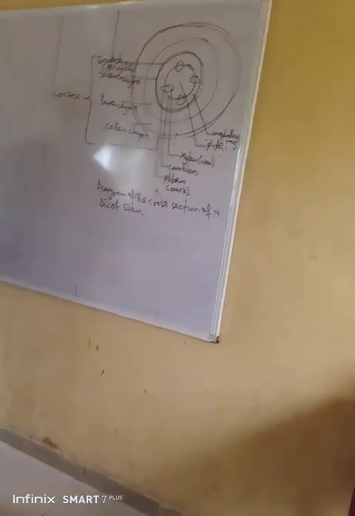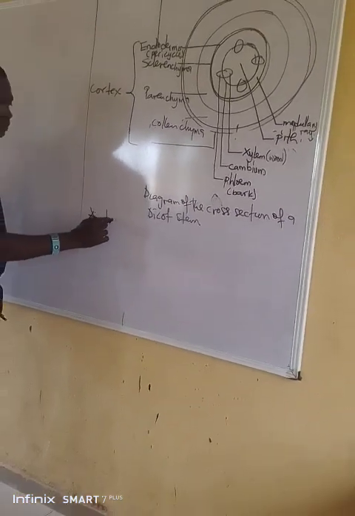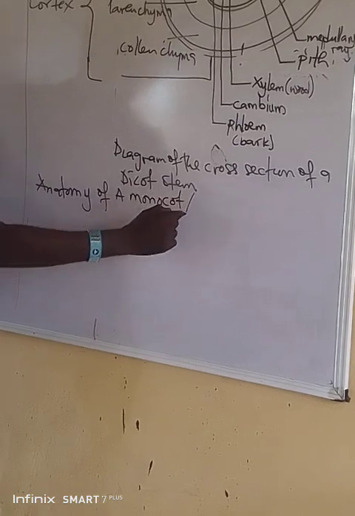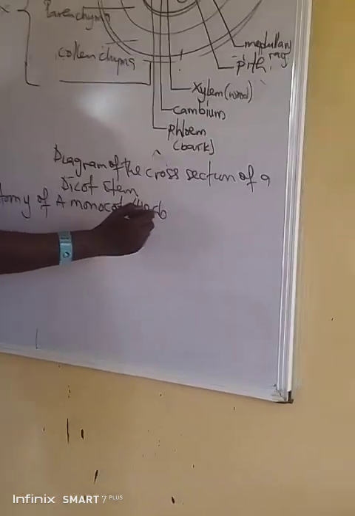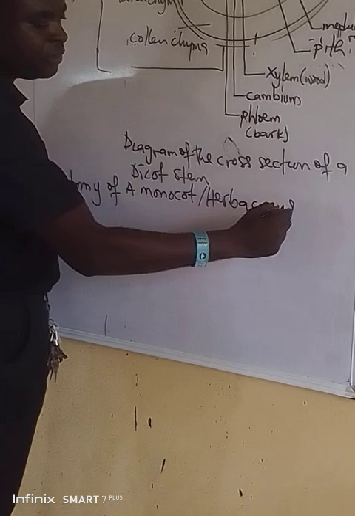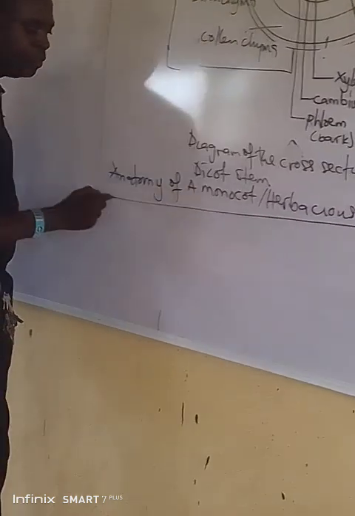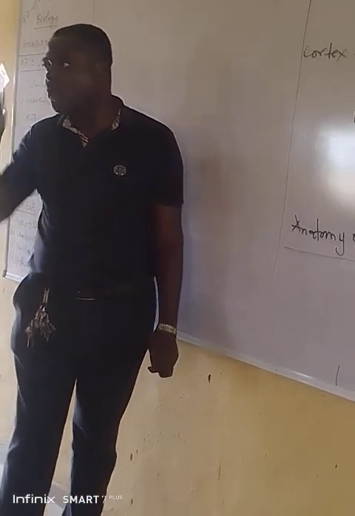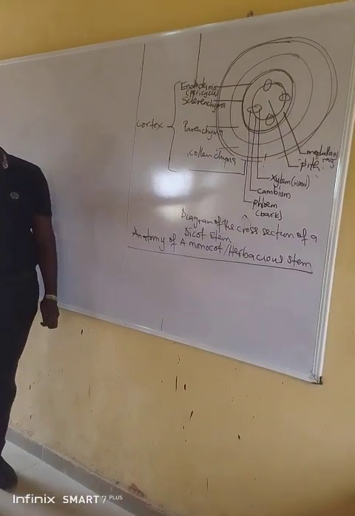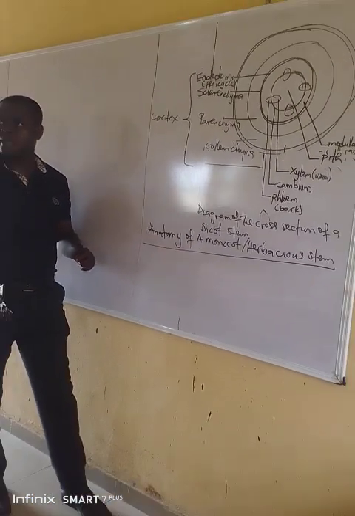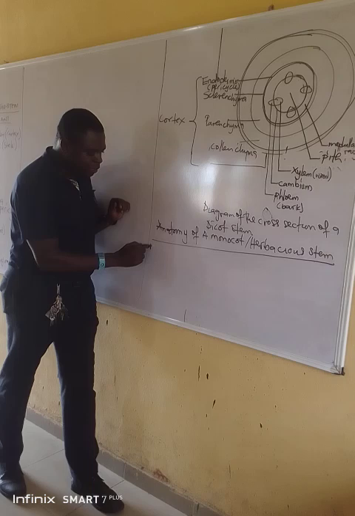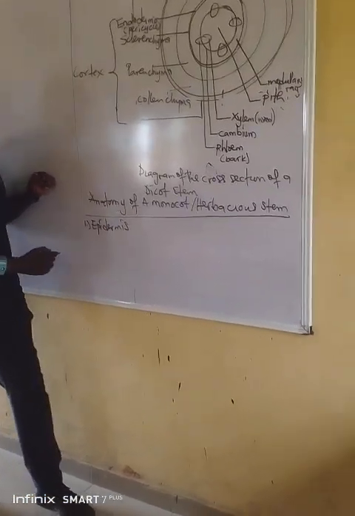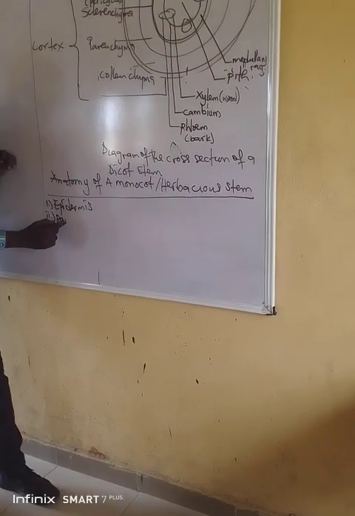Now let's look at that of monocot. Now let's look at the anatomy of a monocot, or herbaceous stem. You could call it herbaceous. This one is very simple. This one does not have inner and outer cylinders like we have in the case of dicot. Watch me now. Here, this one has epidermis, which is the outer what? Outer skin. Then you have parenchyma.